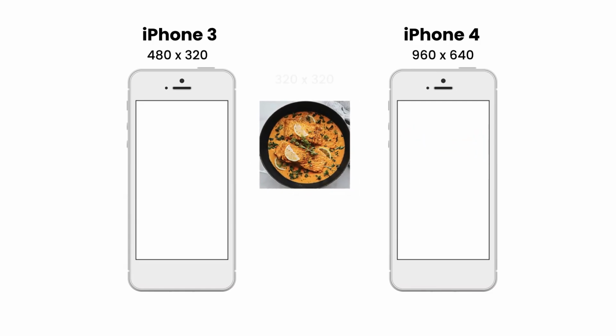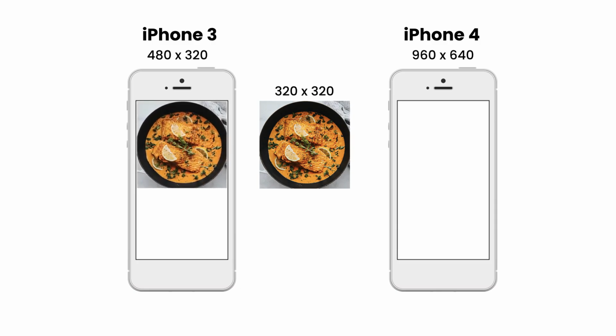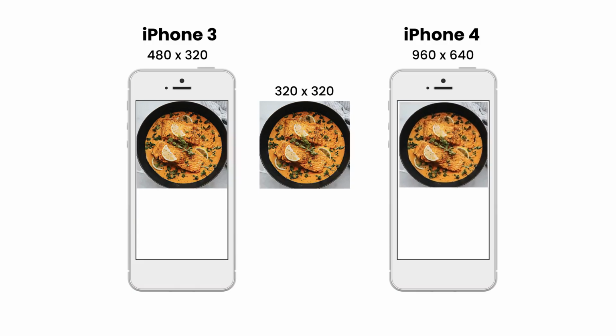Now, let's say we have an image that is 320 by 320. If we display this image on an iPhone 3, it's going to look like this, right? Now, what if we display this on an iPhone 4? How big do you think the image is going to be? You might think the image is going to be half the size because 320 pixels take up half of the width of the screen, right? Well, that's not true. iPhone 4 has a scale factor of 2x, which means it's going to render each pixel of this image using 2 pixels on the device. So it's going to resize the image and make it twice as big.